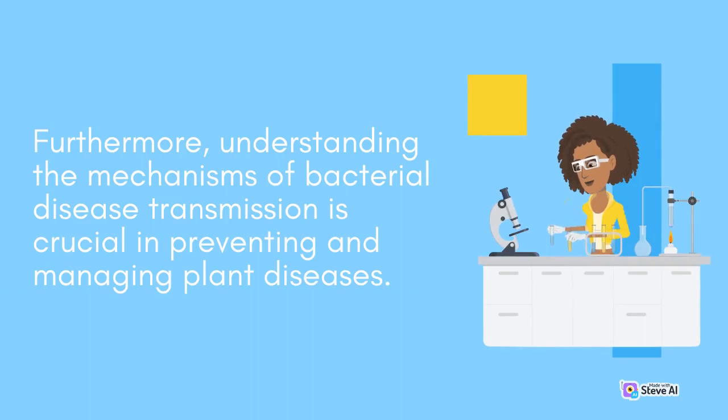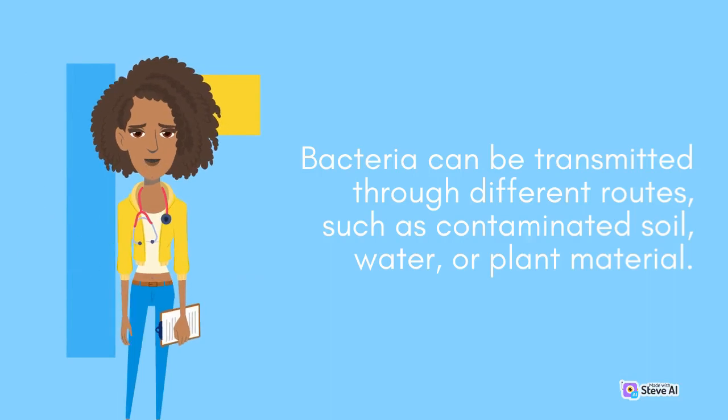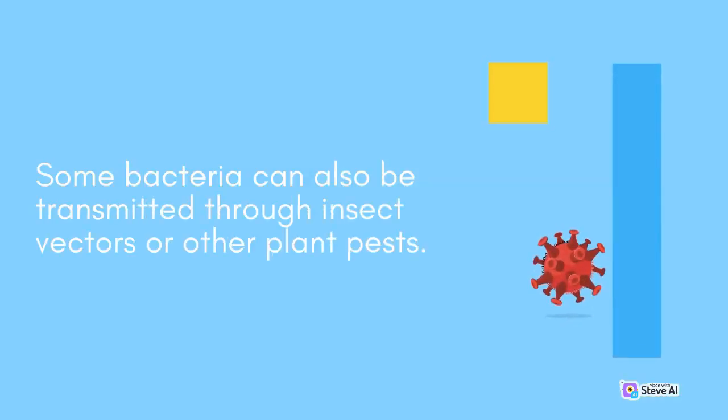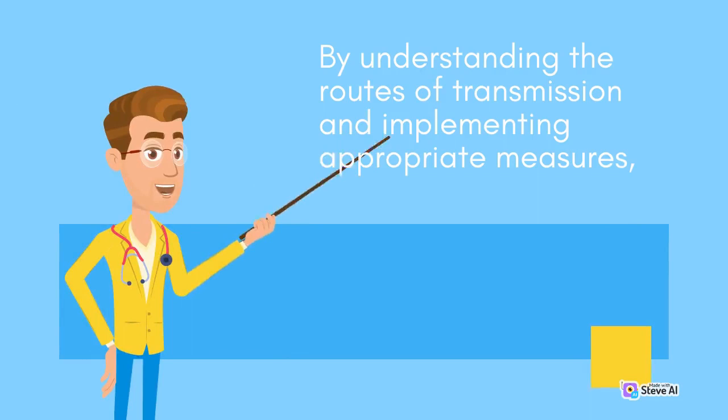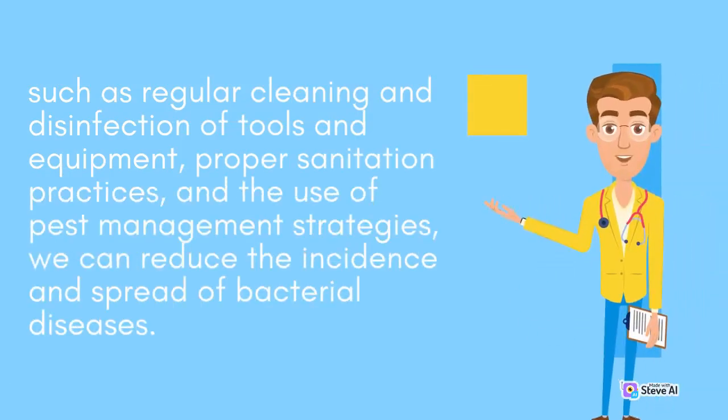Furthermore, understanding the mechanisms of bacterial disease transmission is crucial in preventing and managing plant diseases. Bacteria can be transmitted through different routes, such as contaminated soil, water, or plant material. Some bacteria can also be transmitted through insect vectors or other plant pests. By understanding the routes of transmission and implementing appropriate measures, such as regular cleaning and disinfection of tools and equipment, proper sanitation practices, and the use of pest management strategies, we can reduce the incidence and spread of bacterial diseases.